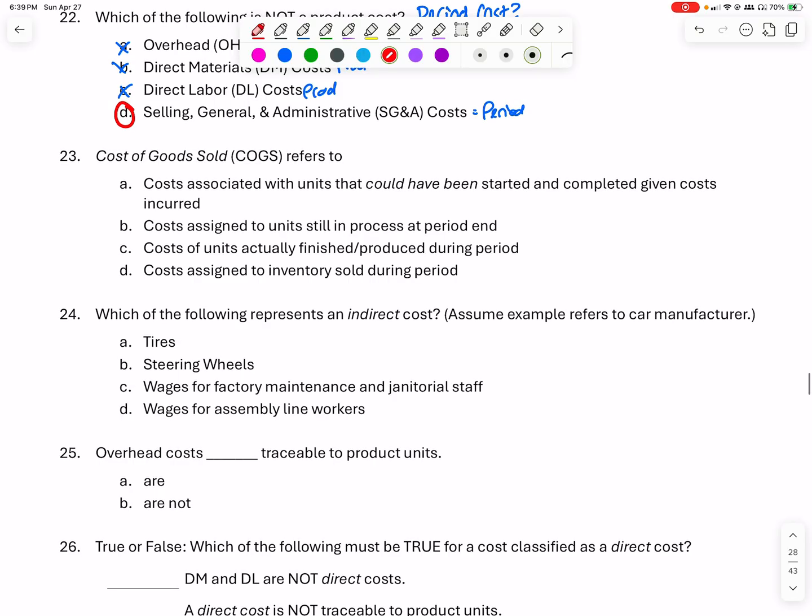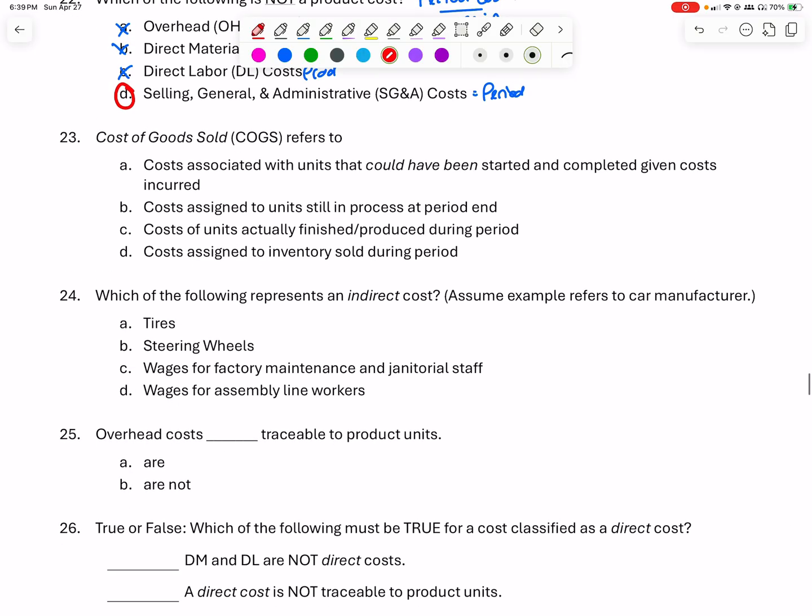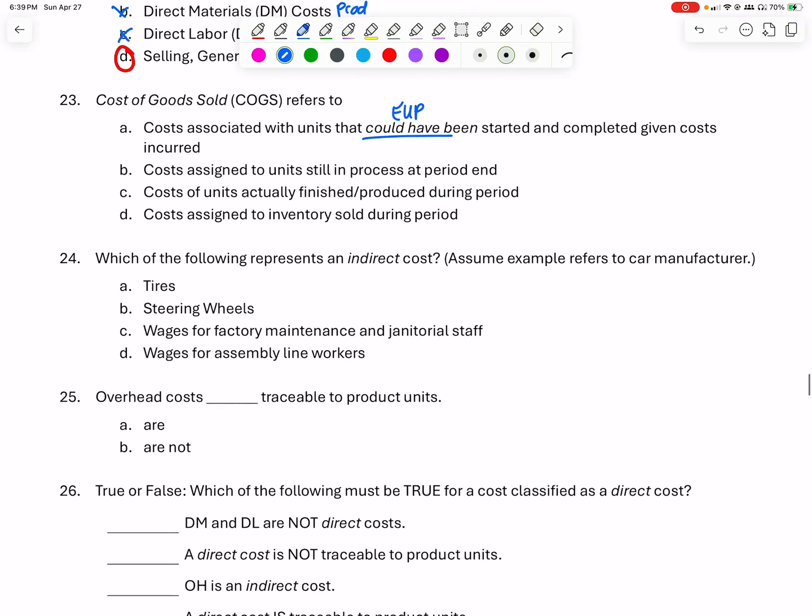Cost of goods sold. Know the definition here. It is quite literally the cost of the things that I've sold. So costs associated with units that could have been, remember that is talking about equivalent units of production. Units that are still in process at period end, that is ending work in process. The total cost of the units I haven't finished yet, they're still on my assembly line. Cost of the units that I actually finished or produced during the period, that is cost of goods manufactured. Notice it says I finished them, not that I sold them. The cost assigned to what I have sold, that would be cost of goods sold.